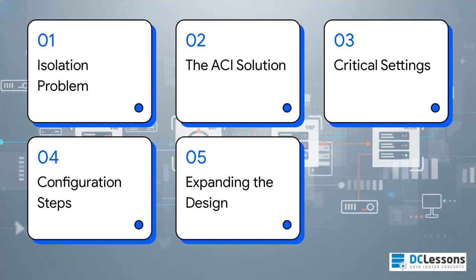So here's what we'll cover. First, we'll tackle the why, the whole isolation problem to begin with. Then we'll pull back the curtain on ACI's secret weapon for this job, the contract. I'm going to show you the two absolutely critical settings you cannot forget. Then we'll actually walk through a configuration. And finally, we'll look at how you can take this basic design and really scale it up.